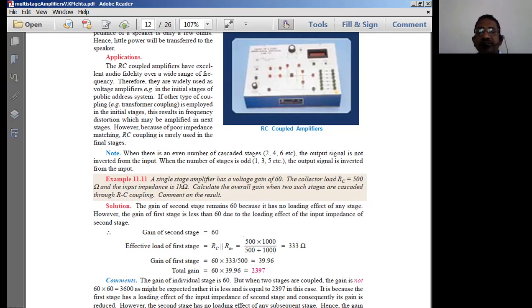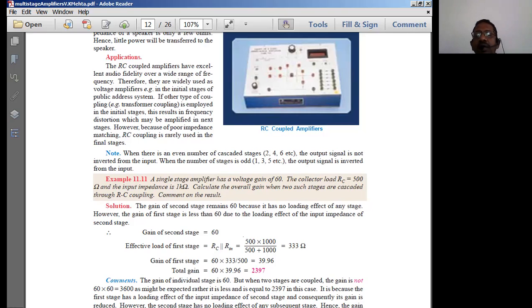RC coupled amplifier is connected as the first stage of the amplifier because it provides very good fidelity and very good frequency response. The only problem is that the gain is less. So we require more gain when we connect the amplifier to the speaker.